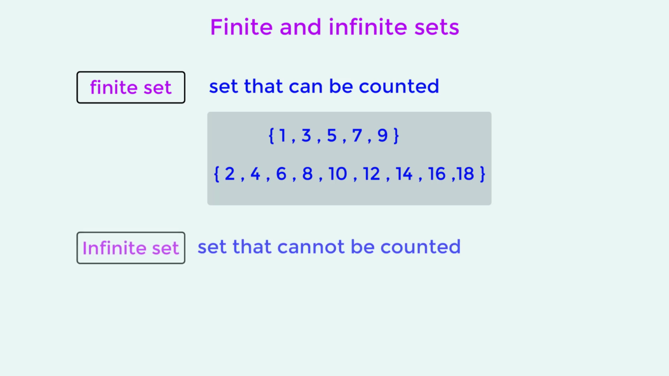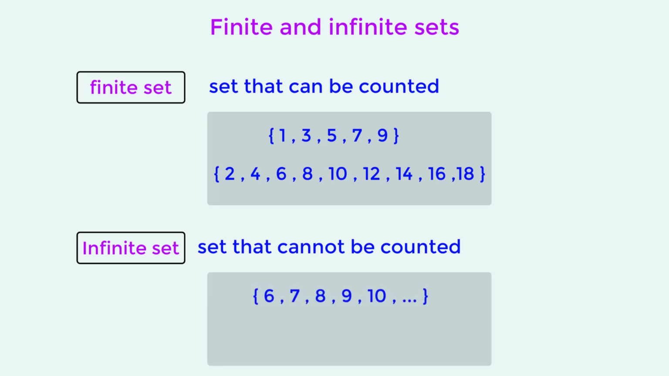An infinite set is a set that goes on forever. That is, we cannot count the number of elements in the set. For example, the set containing numbers greater than 5, or the set containing numbers that are a multiple of 2. Both sets cannot be counted. And to show that the set goes on forever, we put the ellipsis at the end like this.